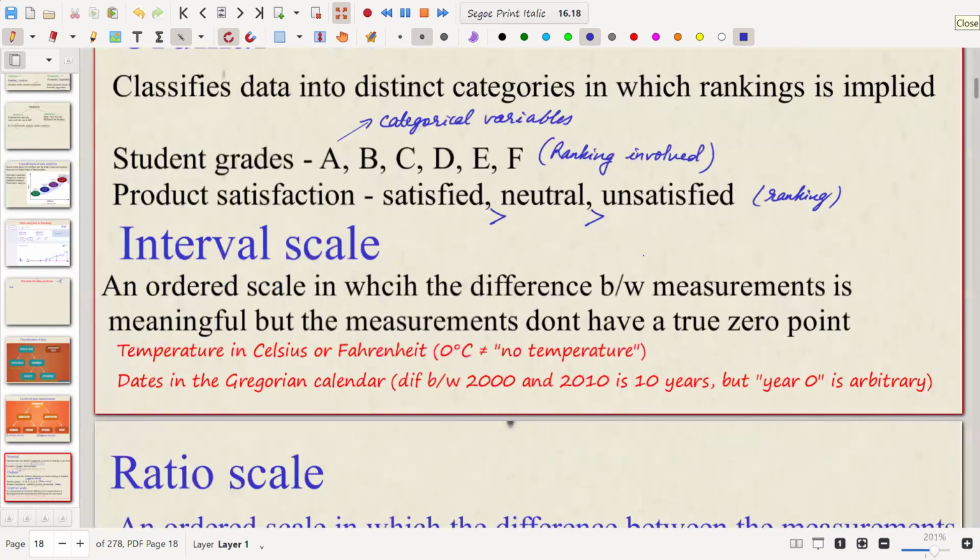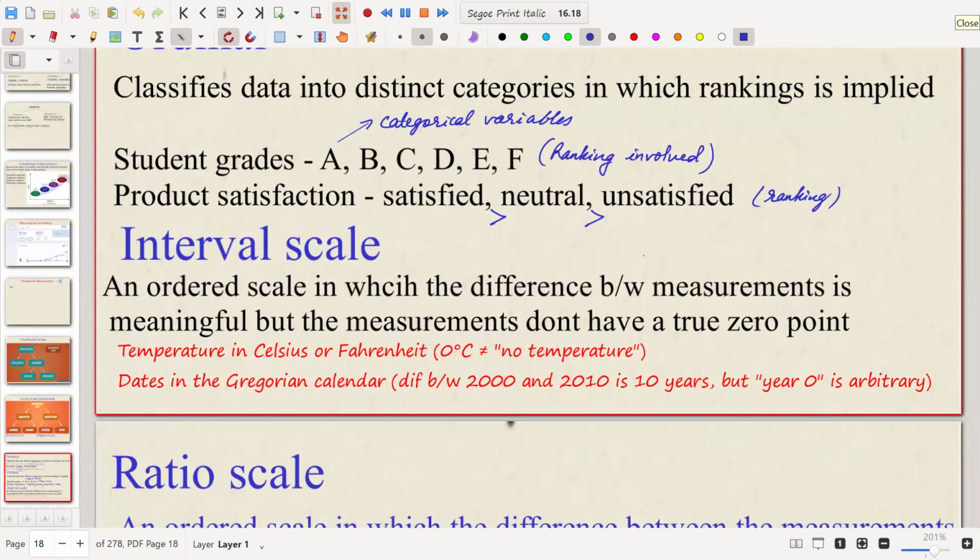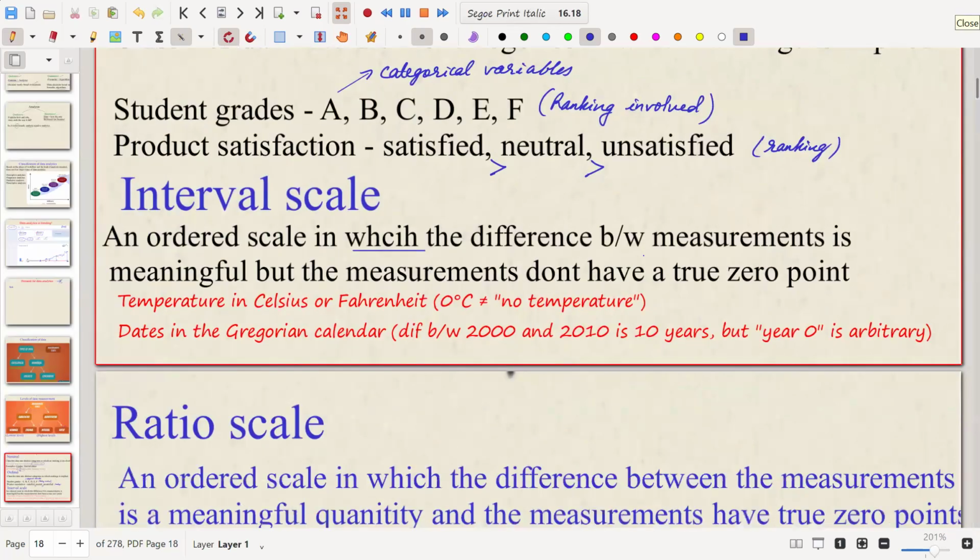Fine. Interval scale. It is an ordered scale in which the difference between measurements is meaningful, but the measurements don't have a true 0 point. So this is a numerical data level in which differences between the measurements are meaningful, but they don't have a true 0 point.